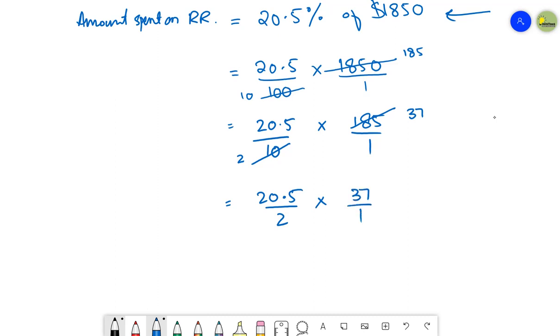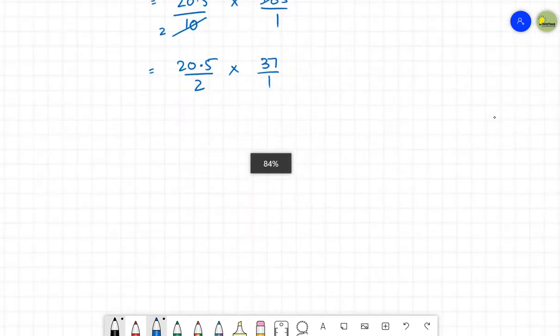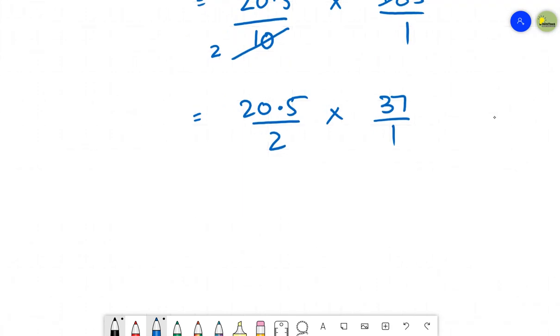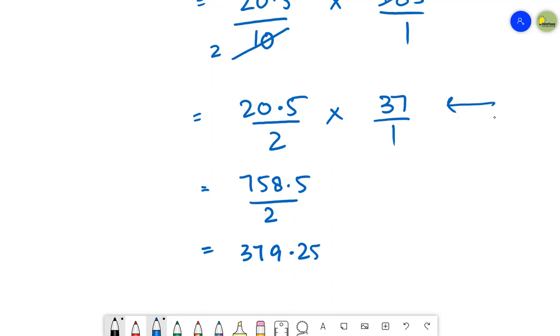Now let's multiply the numbers. 20.5 multiplied by 37. Here I'm not going to explain how you can multiply a decimal number with an integer. I'm doing it directly, right? So you have to do it manually. 20.5 multiplied by 37 is 758.5 divided by 2. And when you divide it, you will get 379.25. I'm again repeating that I am not going to show you the working of division and multiplication.